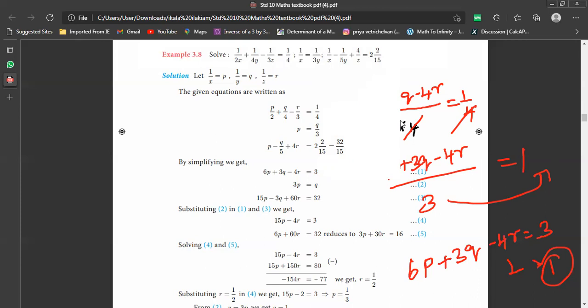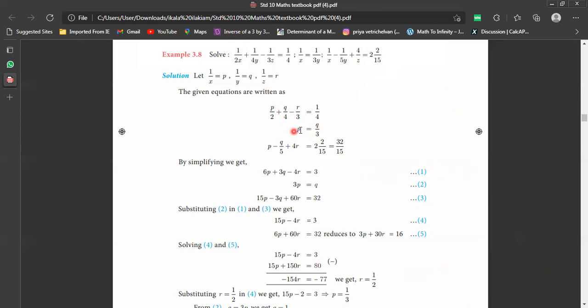Okay, fine. So the next equation, P is equal to Q upon 3. So here also, they are just taking this 3 to the other side. Here the 3 is in division. If you take it to the other side, it will become multiplication. So Q is nothing but 3 into P.